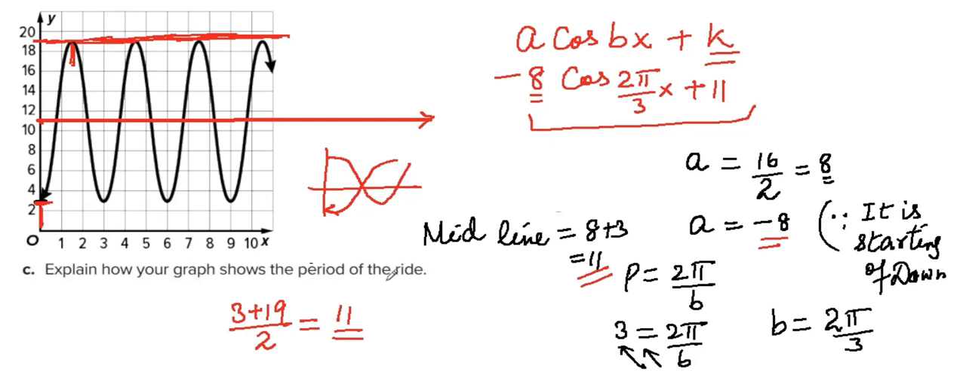Explain how the graph shows the period of the ride. This is how I'm showing the period of the ride, which is 2 pi by 3. It started from here, goes up, comes down here, and stops. Then it is repeated. What is the number here? That is the period, coming here 2 pi by 3. 2 pi by 3 means, pi by 3 is 60, so 120 degrees. So here will be 120 degrees. So this is all about this question.